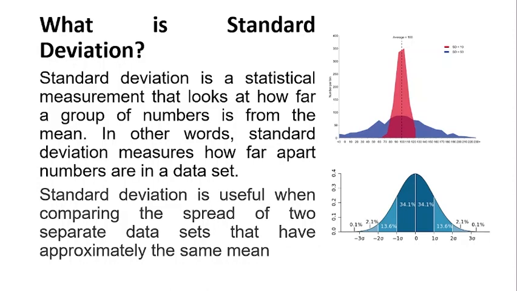Then come to the standard deviation. The standard deviation is a statistical measurement that looks at how far a group of numbers is from the mean. In other words, standard deviation measures how far apart numbers are in a data set. Standard deviation is useful when comparing the spread of two separate data sets that have approximately the same mean.